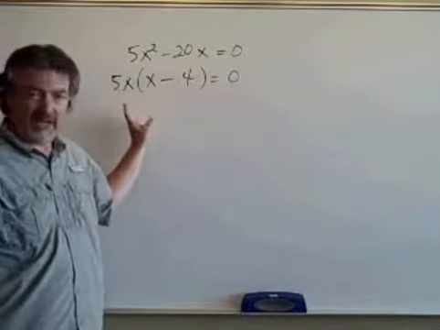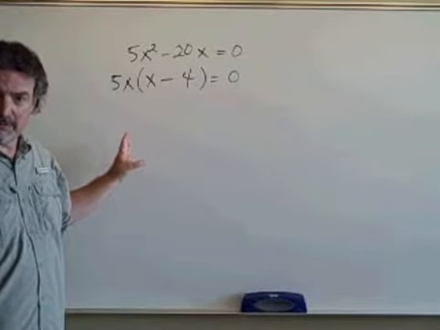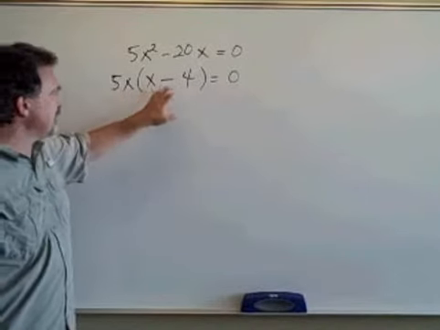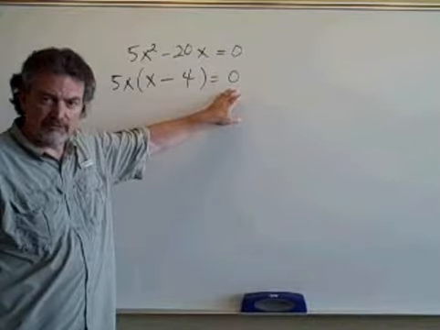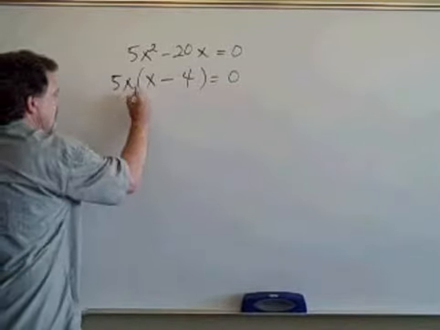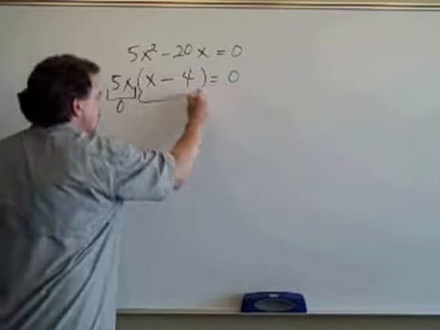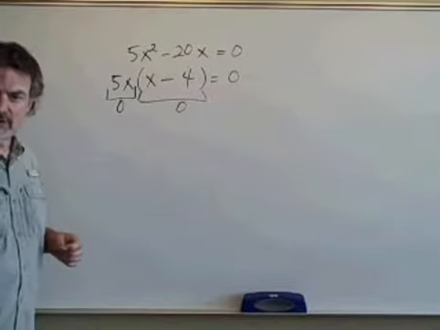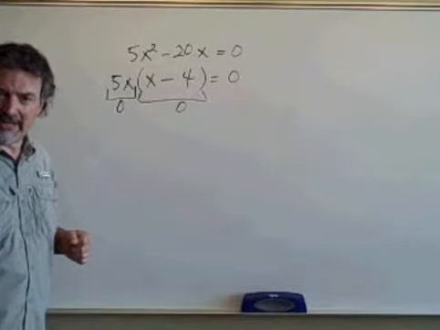And now we just apply the zero product property. How can you multiply these two quantities together and get 0 for an answer? Well, either this quantity is 0 or this quantity is 0. And then we simply ask ourselves what values of x would make that happen.